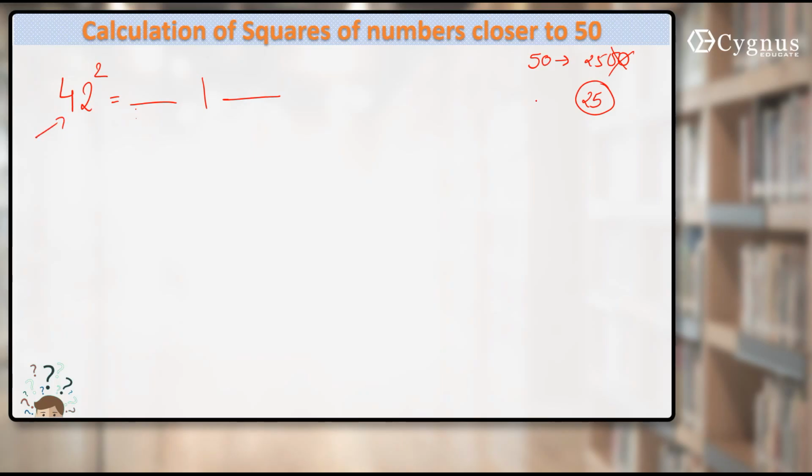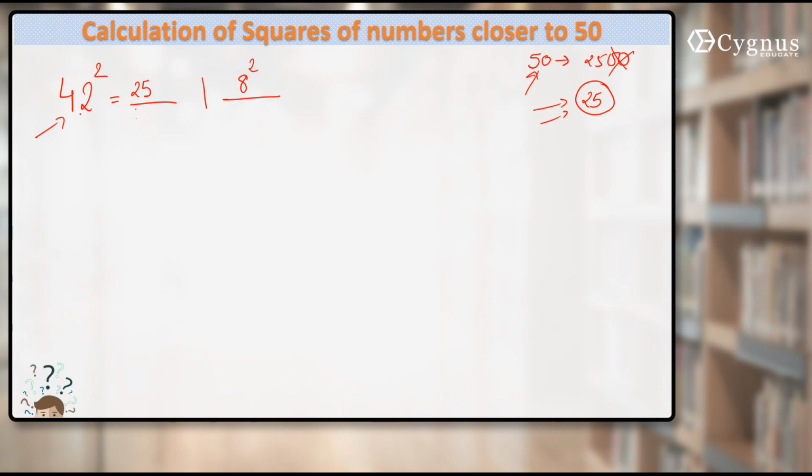Your number is more than base or less than base. Your base is 50. It's 8 less than base. That's why the second part of the answer becomes 8 square. And what about the first part? I'll be using this 25 here. So I'll say 25 plus or minus, depending on the given number.